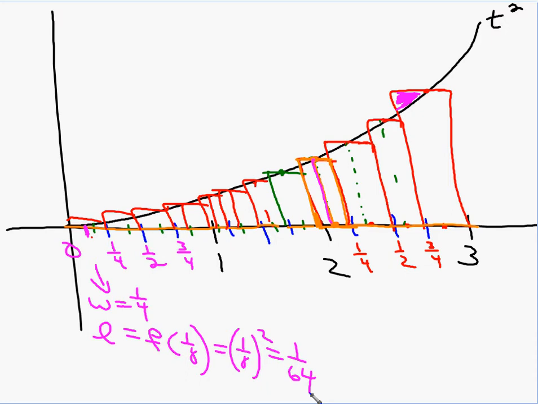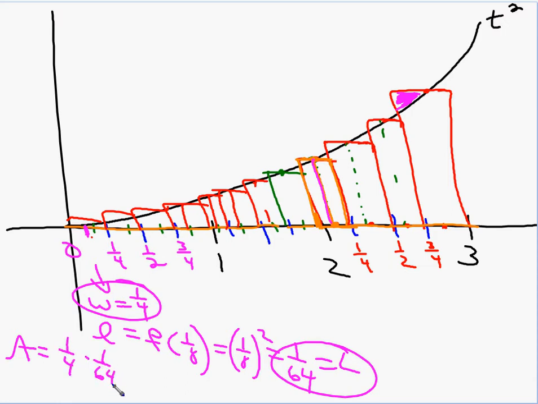Okay? This is the length, this is the width. How do I find the area of any rectangle? Length times width. So the area of this first rectangle would be 1/4 times 1/64, which is 1/256. So you just use where the midpoint is? Yeah, the midpoint value, okay, I plug that into the function to get my length.